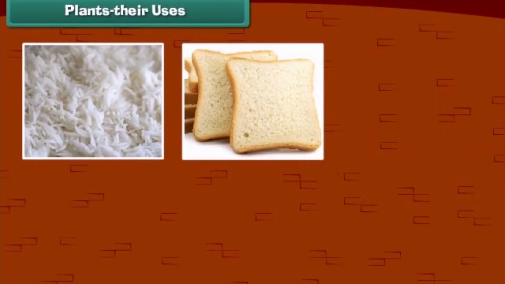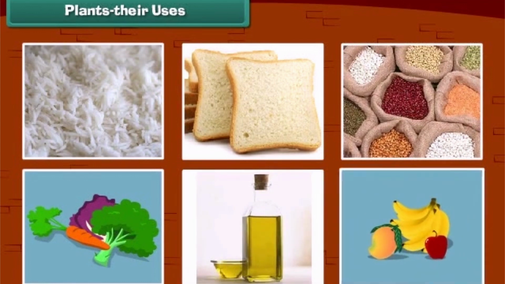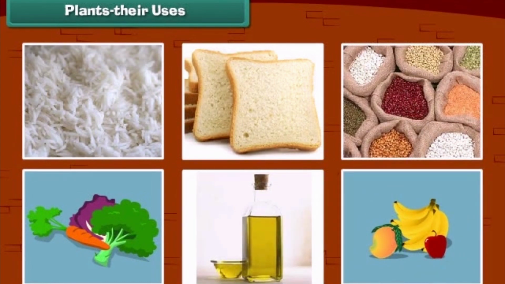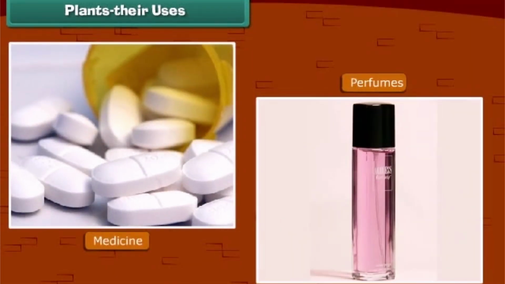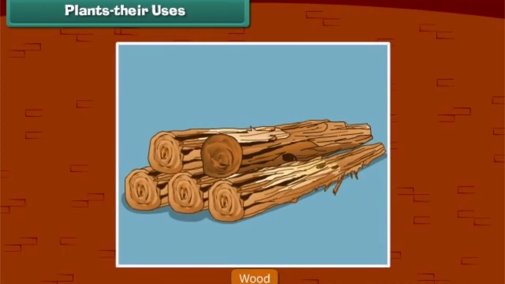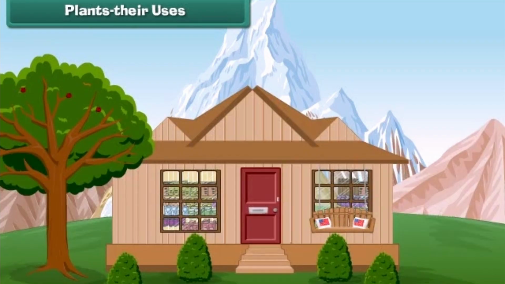Kids, as we know that we get our food items from the plants. Besides the food items, we also get many other things from plants. Many medicines and perfumes are made from plants. Plants also give us wood. In some places, houses are made up of wood.